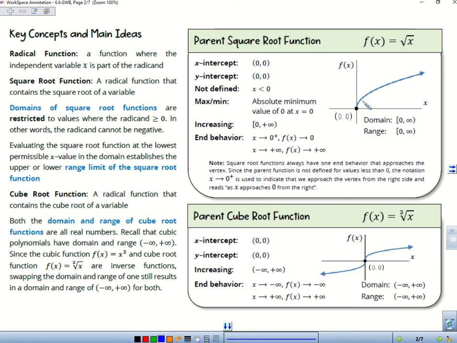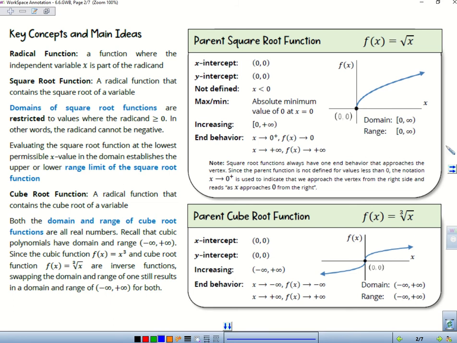A square root function is actually an incomplete version of the inverse of a quadratic function. You all see how it looks like a quadratic, but it's half of it and turned on its side, okay? That's because the square root and x squared are inverses of each other. Then we have a cube root function, which is the third root of something, and that is the inverse of a cubic function, as you can see.